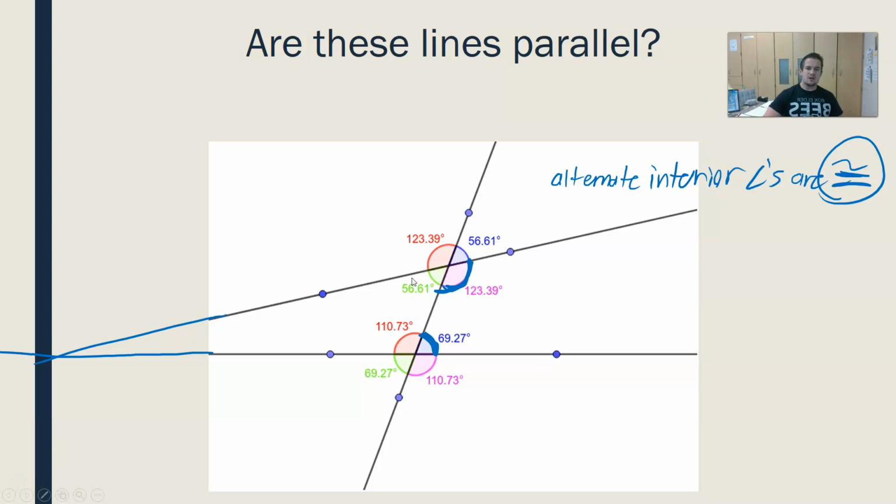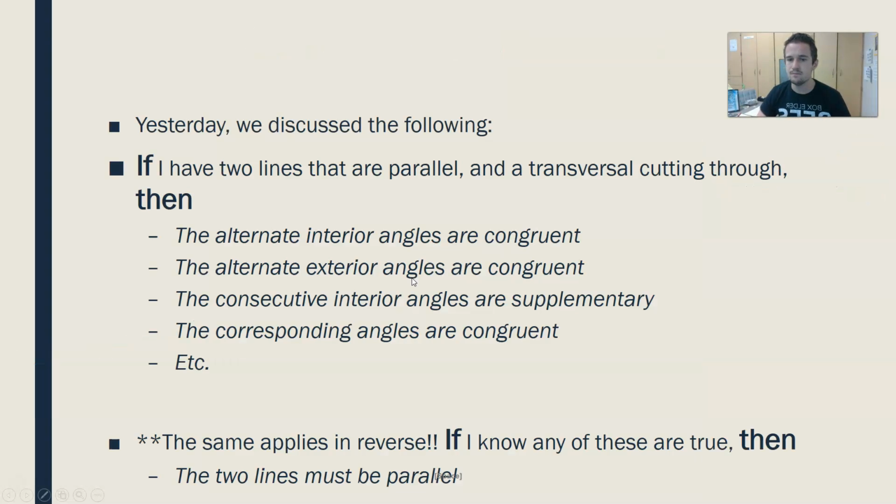So that's what we're going to be talking about here. We're going to look at these relationships between these angles and these parallel lines to solve problems like this. In this other video, we discussed that if I have two lines that are parallel, all of these angle relationships are true. Alternate interior angles are congruent, alternate exterior angles are congruent, consecutive interior angles are supplementary, and corresponding angles are congruent. We talked about how if two lines are parallel, all those angle relationships exist. Now we're just saying that the same thing is happening in reverse.